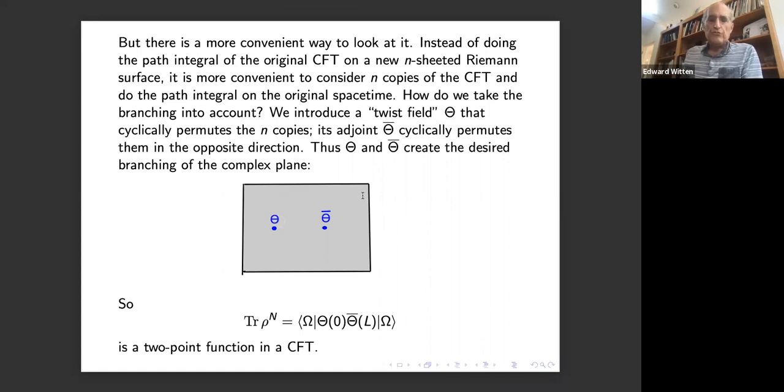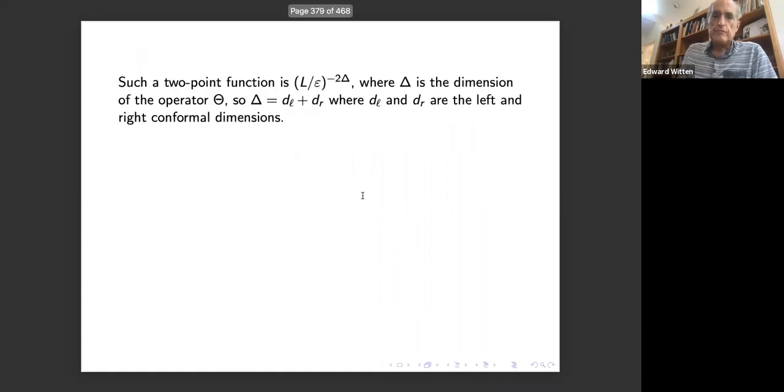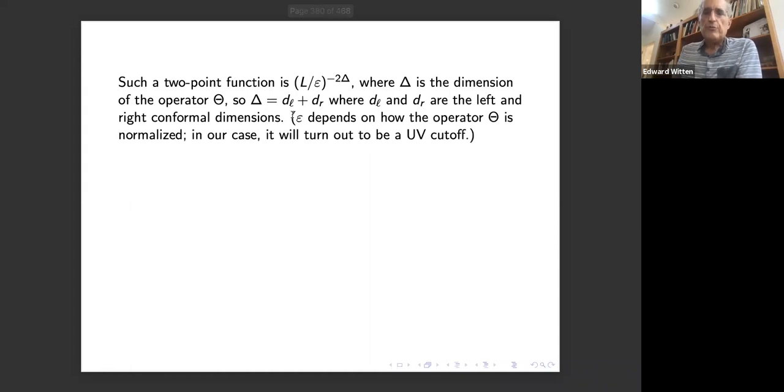So trace rho to the n is just the vacuum expectation value of the 2-point function theta theta bar in a CFT which is n copies of the original CFT. In general, such a 2-point function in a CFT is L over epsilon to the minus 2 delta, where delta is the dimension of the operator theta. So it's the sum of the left and right conformal dimensions dl and dr. And epsilon depends on how the operator theta is normalized. But in our case, epsilon will be a UV cutoff.